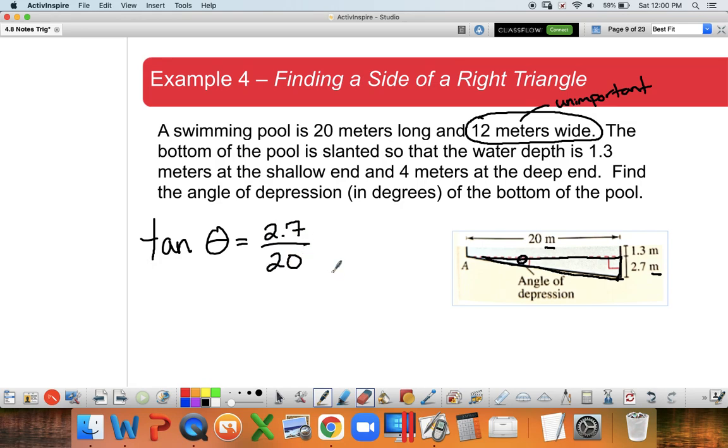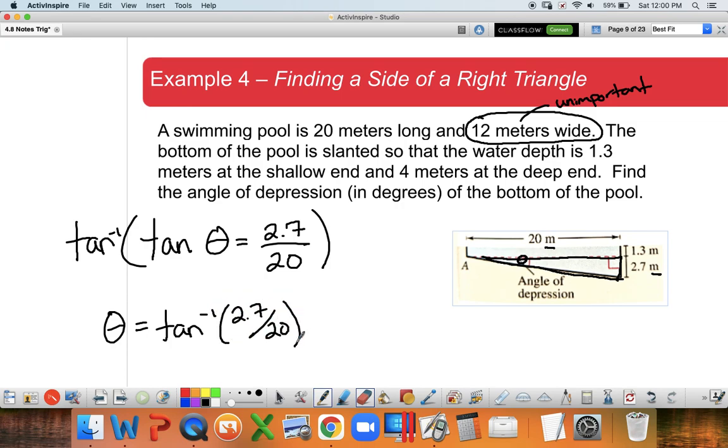Now, in order to solve this, I have to use my arctangent or inverse tangent function. I'm going to have to use those inverse functions in this case. So that ends up canceling out the tangent on the left-hand side. So I get theta is equal to arctan of 2.7 divided by 20.